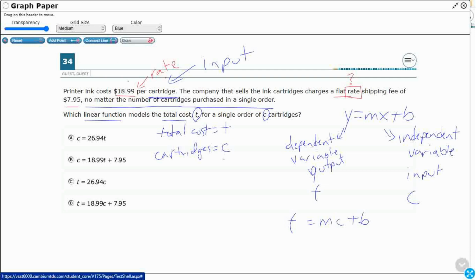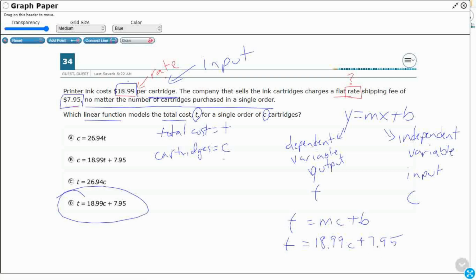Okay, so this rate, what is this rate? Well, they give it to you. The rate is $18.99 per cartridge, so $18.99. Now, what do we do with this $7.95? Well, they tell you they charge it no matter what you order, so you just add it to the end. So our answer here is D.